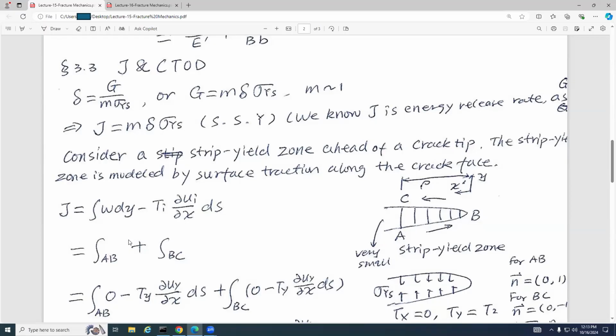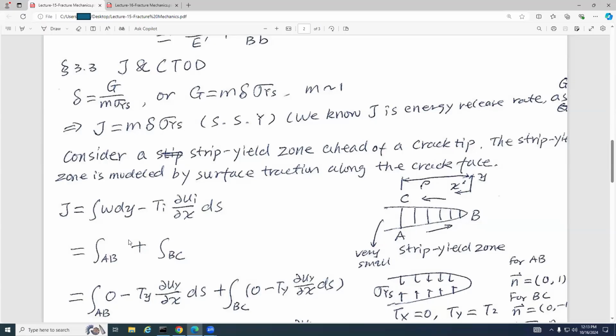The strip yield zone means what? I just think of this one reversely. From here, I want to see how much energy is needed for me to close this dA so I can get this crack length from here. So this is the strip yield zone.